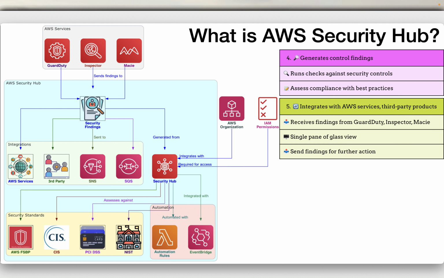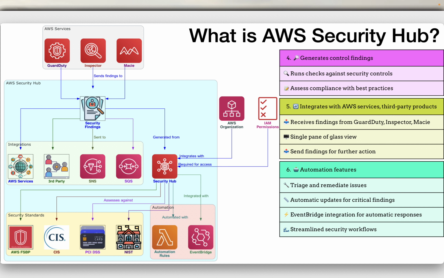In addition to generating its own control findings, Security Hub also receives findings from other AWS services like Amazon GuardDuty, Amazon Inspector, and Amazon Macie, as well as supported third-party products. This integration provides a single pane of glass view into various security-related issues. You can also send Security Hub findings to other AWS services and third-party products for further action.